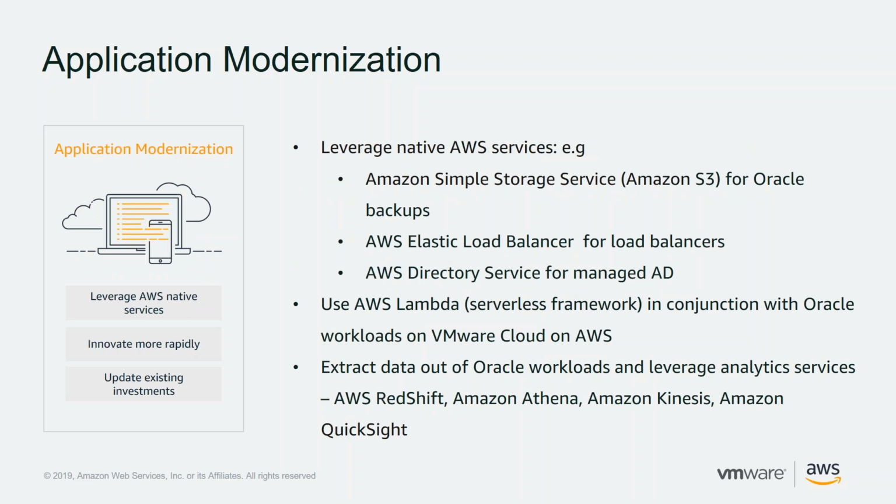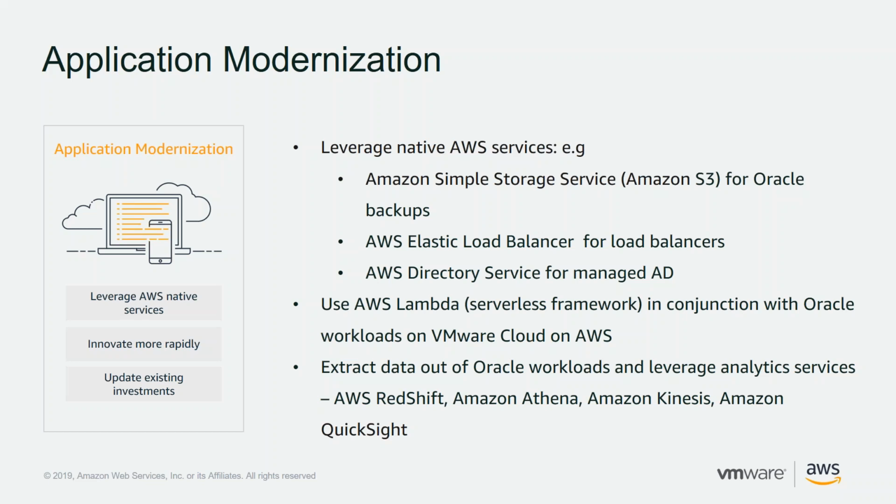The third benefit that customers see is application modernization. Customers choose to re-implement down the line many of their business solutions. You can leverage native AWS services like Amazon Simple Storage Service for Oracle backups. You can do away with your legacy tape backup mechanisms, tape drives, and coordinating logistics of shipping tape back and forth from your backup site to on-premises or vice versa. Amazon Simple Storage Service provides a storage mechanism for your Oracle backups.